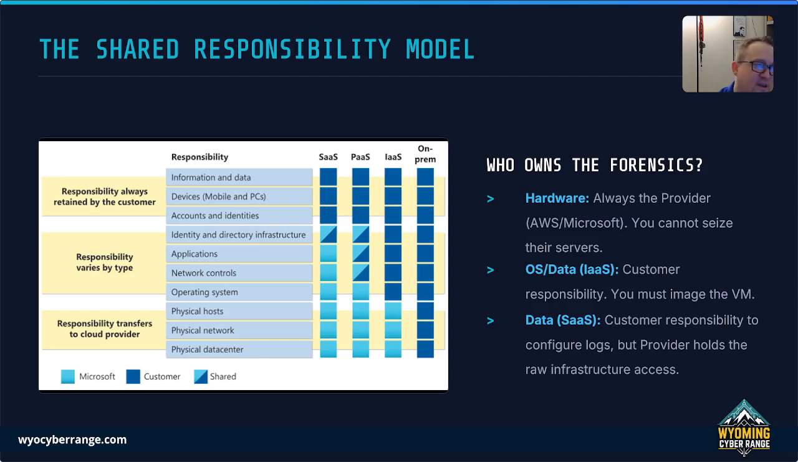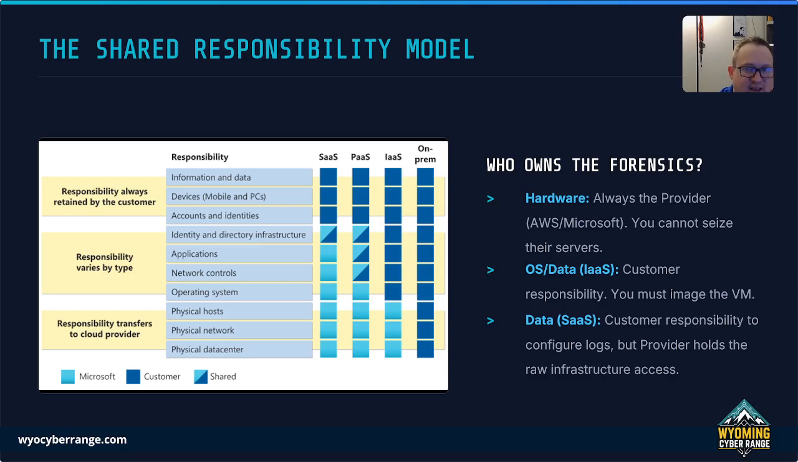So this graphic here shows Microsoft as the owner of the hardware, so Microsoft Azure for that example. The operating system and the data in IaaS: it all depends on what type of model we're talking about. So if we're talking about OS and data in the IaaS model itself, we're going to manage and secure the operating system, and it's normally the customer's responsibility. Therefore, you are responsible for imaging the virtual machine yourself.